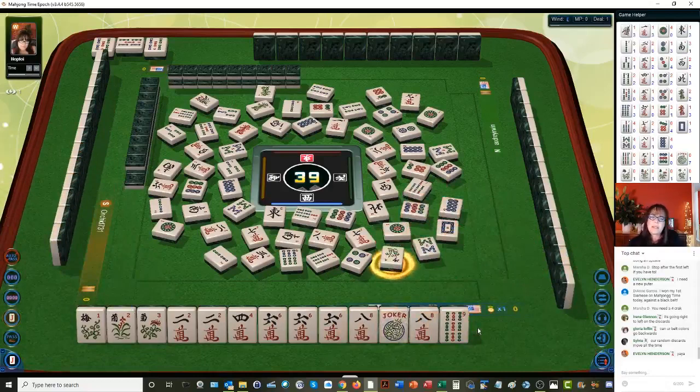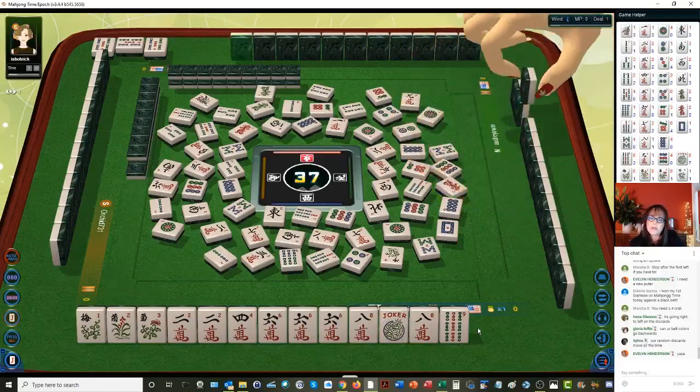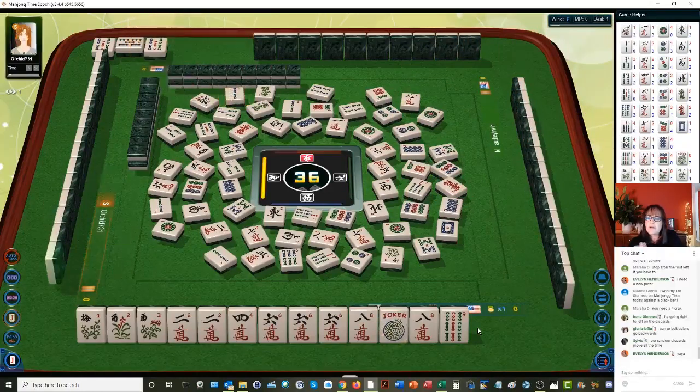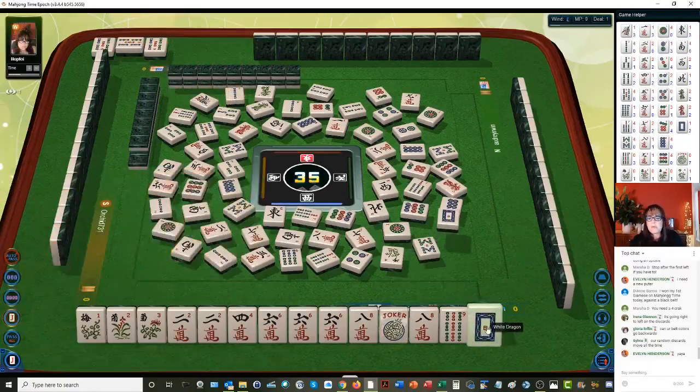They could be playing maybe three consecutive run. They could be playing addition. Bamboos. There's only one flower out. Two bamboos. There are not all that many winds out. They could be playing a wind hand. South wind. Oh, I'm going to get rid of that.